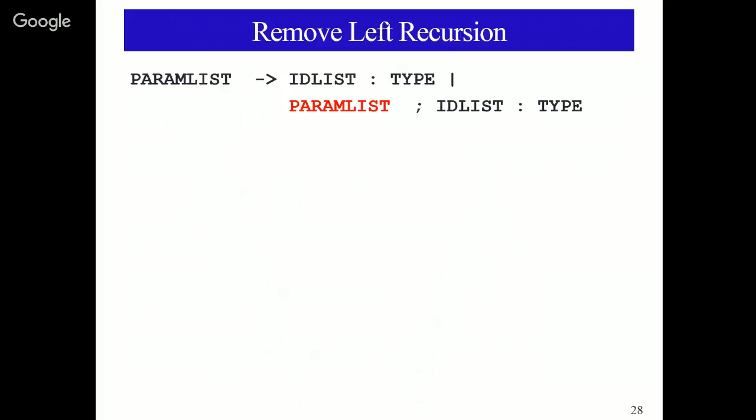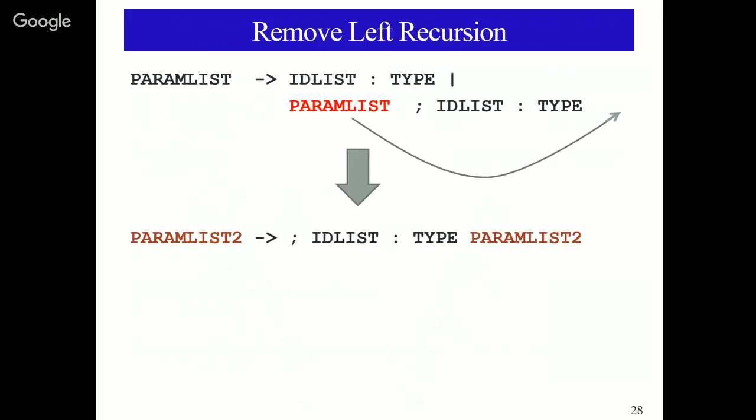Parameter list is ID colon type or parameter list semicolon ID colon type. This is Pascal style for parameter list. Notice the semicolon there is a separator, not a terminator. Again, param list, that's the recursive one. Move it to the end, but give it a new name. So this becomes param list 2, semicolon, ID list, colon type, param list 2.